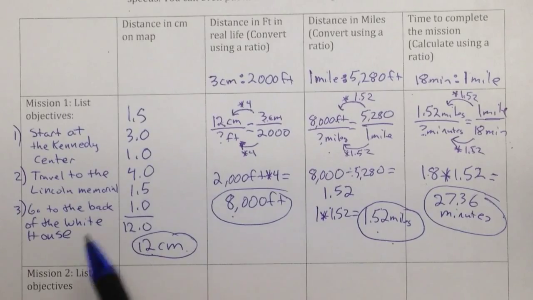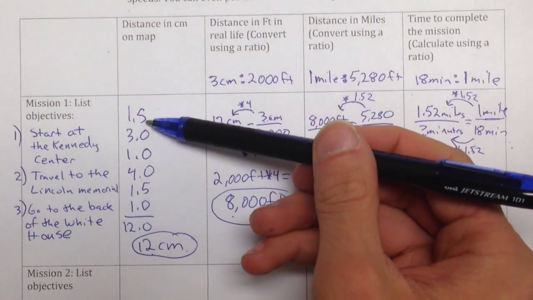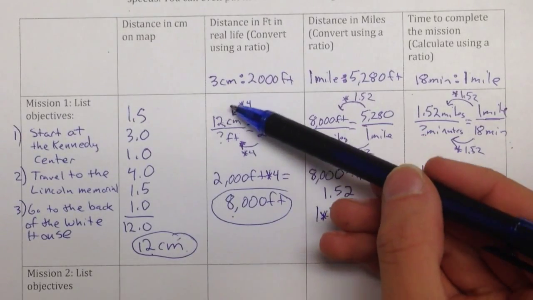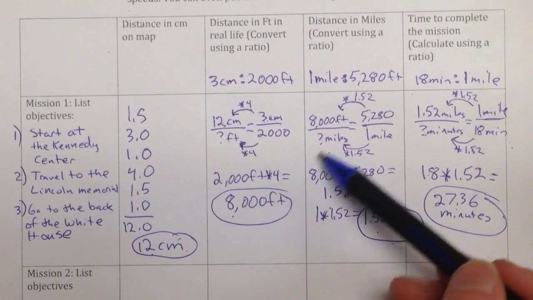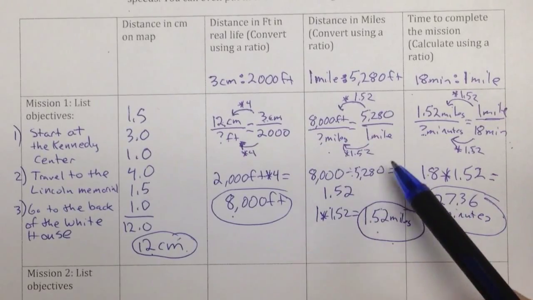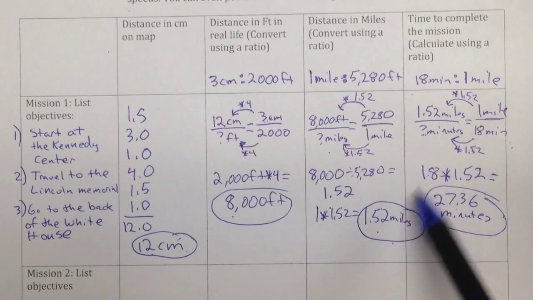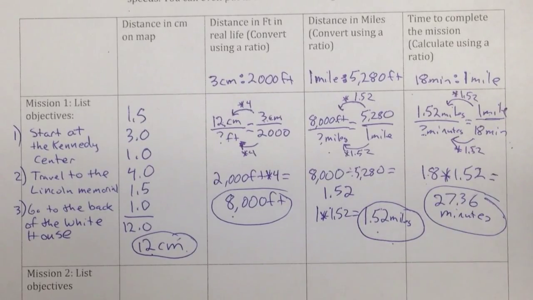That's fine. So again, you pick some places where you want to go, measure it with your centimeter ruler. You get your centimeters, you convert that into feet using your equivalent ratios. Then you convert those feet into miles using your equivalent ratios. And then you convert those miles into minutes using the equivalent ratios. All right. Good luck with your secret mission.